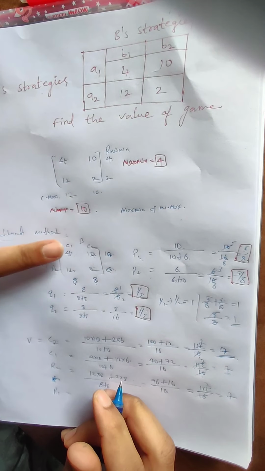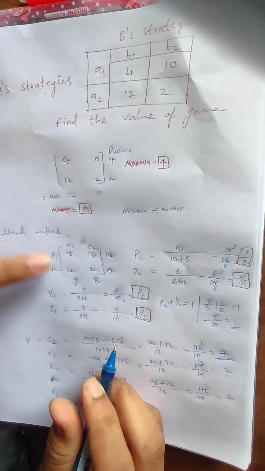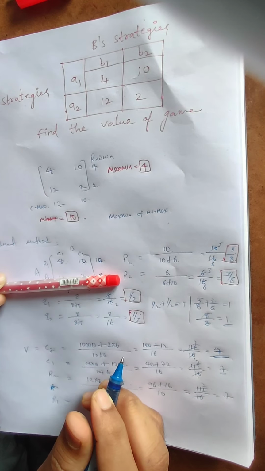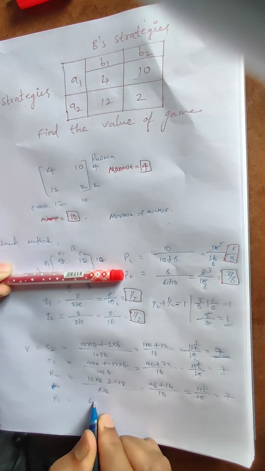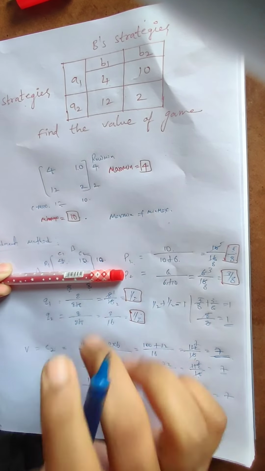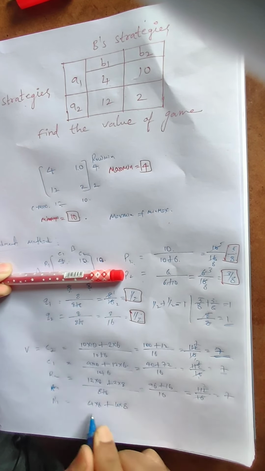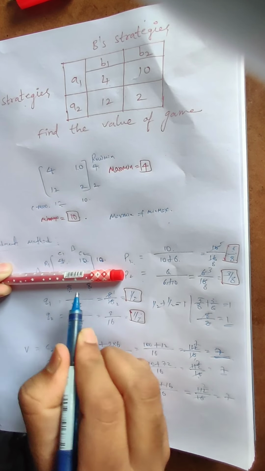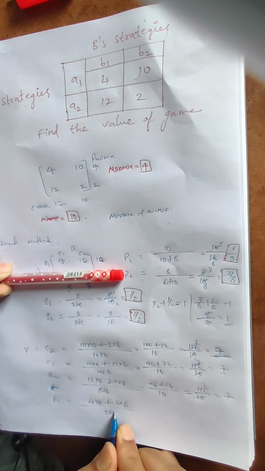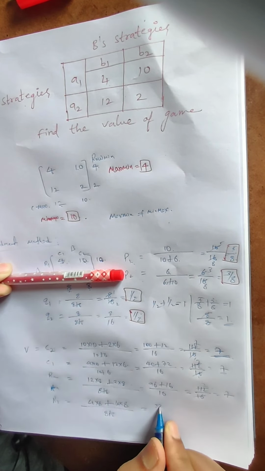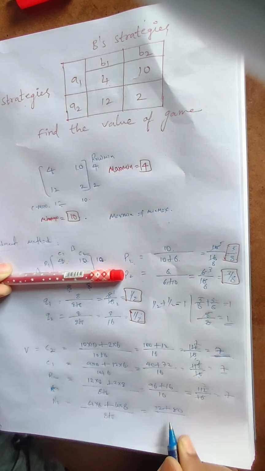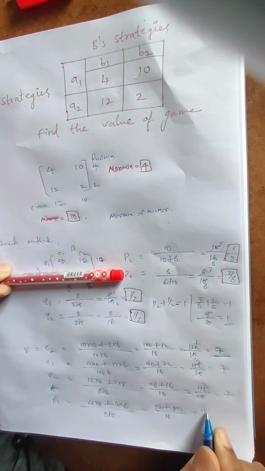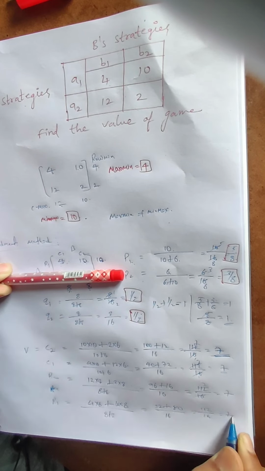Now coming to using R1, what we need to do is ignore R2 here. If you ignore R2, what will be the values? 4 into 8 plus 10 into 8, divided by the summation of oddments, that is 8 plus 8. 4 8s are 32, plus 10 into 8 is 80, divided by 8 plus 8 is 16, equal to again 112 by 16, that equals 7.